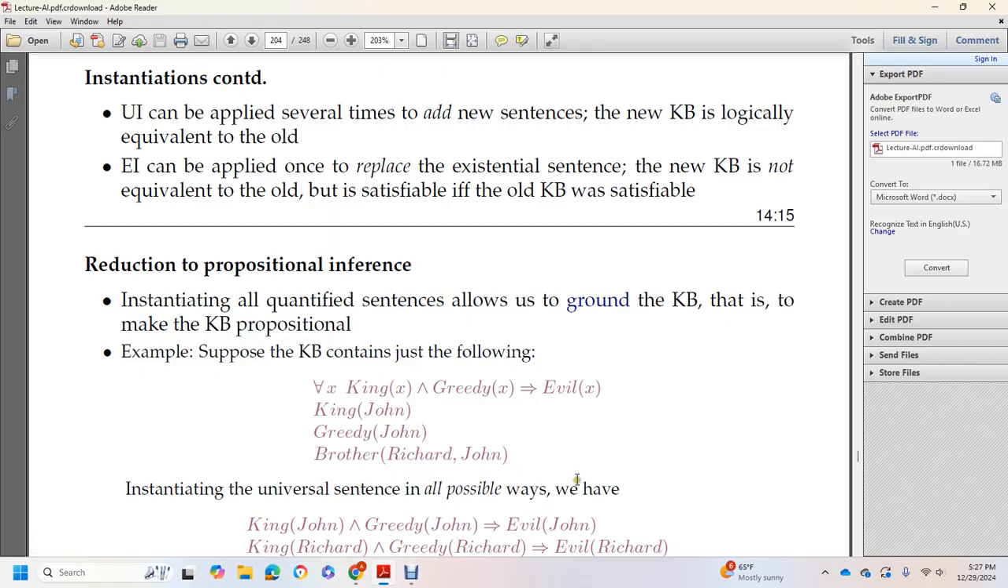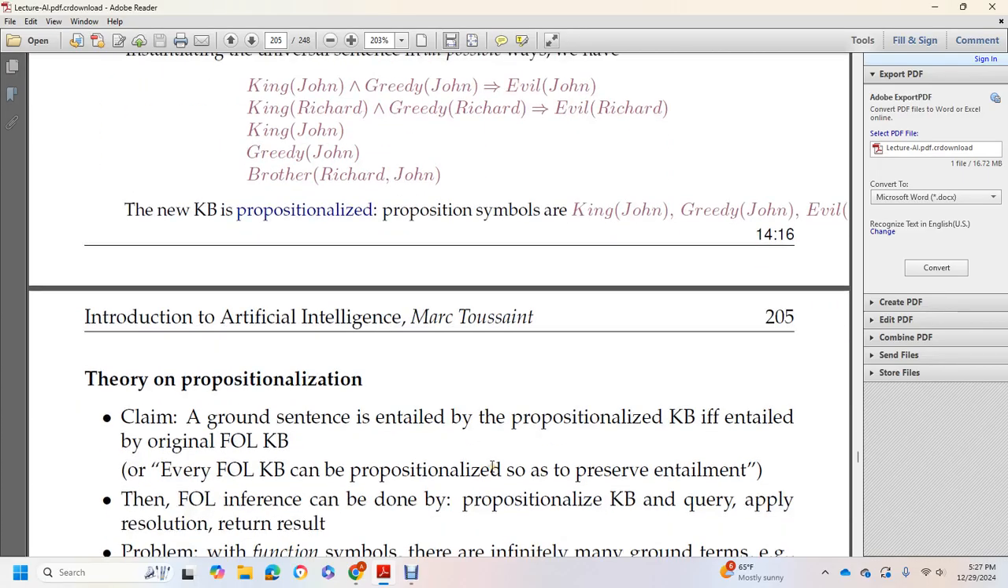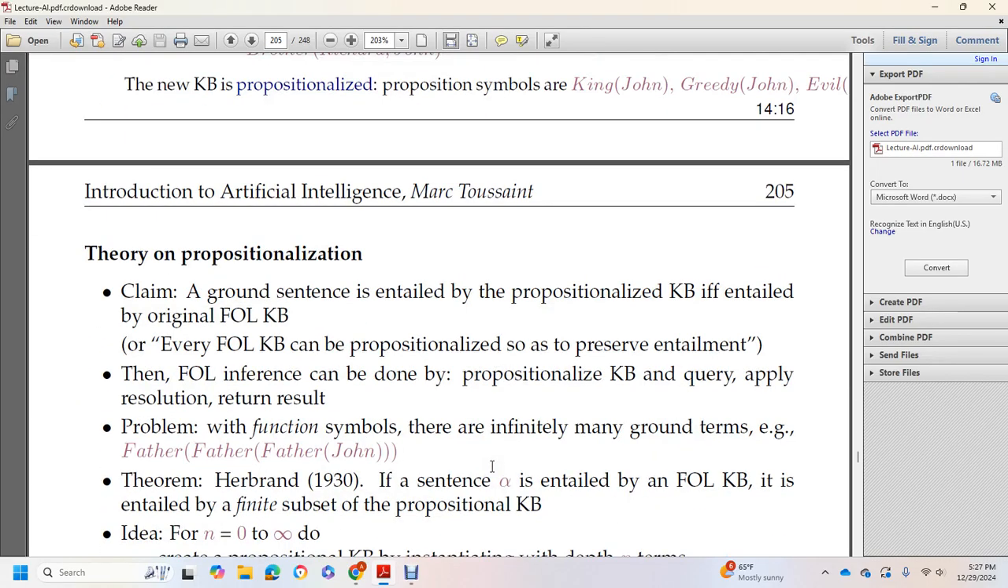Instantiate the universal sentence in all possible ways, and then you get new propositions: King(John), Greedy(John), Evil(John), and so on. The new KB is propositionalized. Claim: a ground sentence is entailed by the new KB if it is entailed by the original first order KB. Every first order KB can be propositionalized so as to preserve entailment. Therefore, first order inference can be done by propositionalizing the KB and applying resolution.